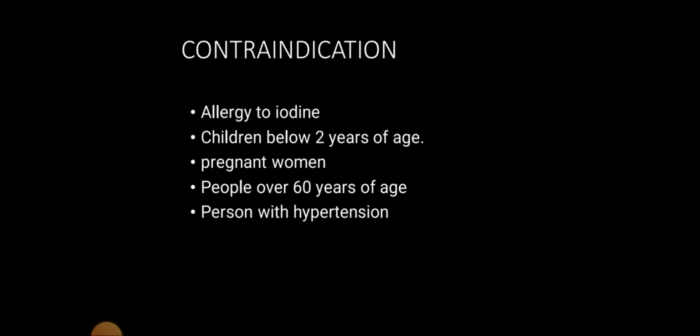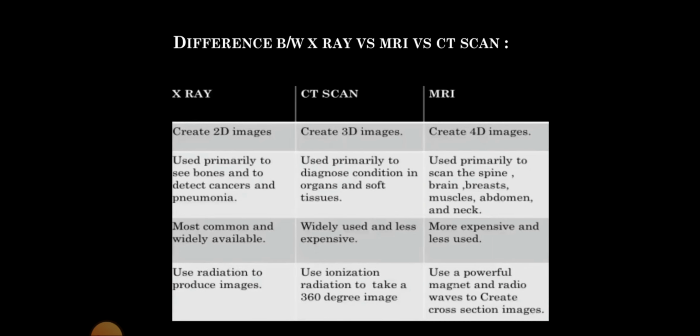When we compare the three, that is X-ray, MRI, and CT, X-ray will create 2D images, CT 3D images, MRI 4D images. X-ray is used primarily to see the bones, and to detect cancers, chest X-ray for pneumonia, etc. And CT scan is used primarily to diagnose conditions in organs and soft tissues. And MRI is used primarily to scan the spine, brain, breast, muscles, abdomen, and neck. X-ray is the most common and widely available, as already told.